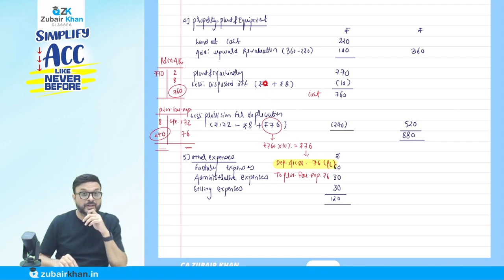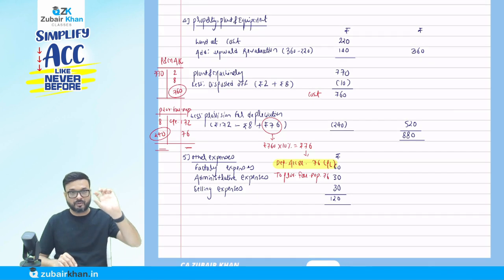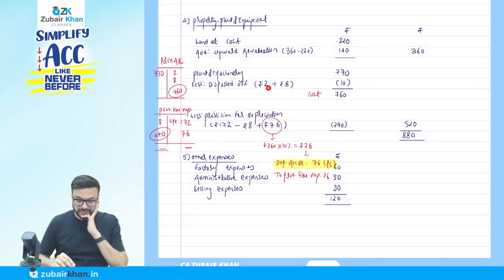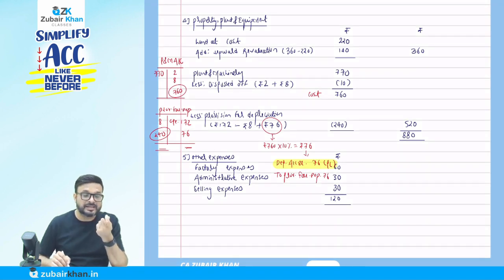That's why we reduce the value, because we have to cancel the WDV, and also the accumulated depreciation we have to cancel. So we cancel these two and then we cancel this 8 as well. This is how we do the accounting when we sell the asset and we maintain an accumulated depreciation account.